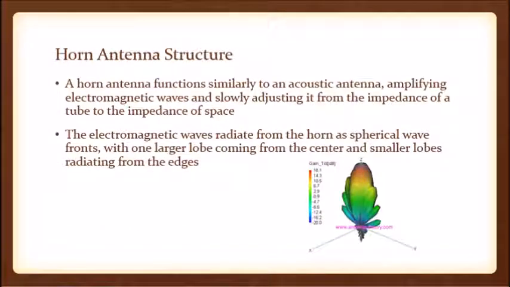A horn antenna functions similarly to an acoustic antenna, amplifying electromagnetic waves and slowly adjusting it from the impedance of a tube to the impedance of space. The electromagnetic waves radiate from the horn as spherical wavefronts, with one larger lobe coming from the center and smaller lobes radiating from the edges.